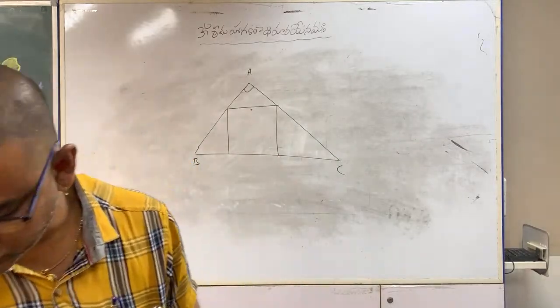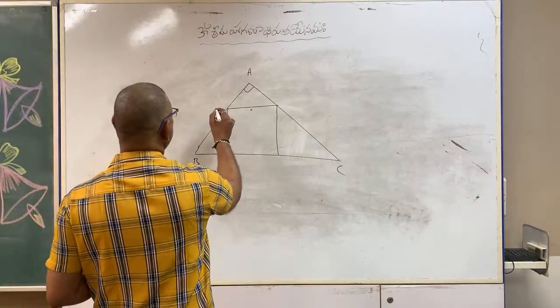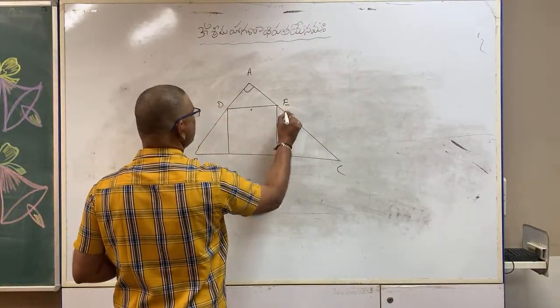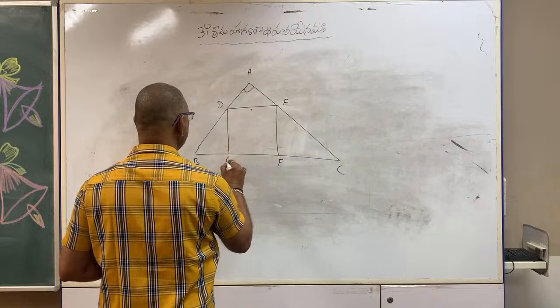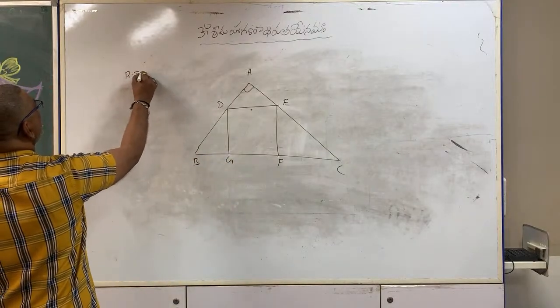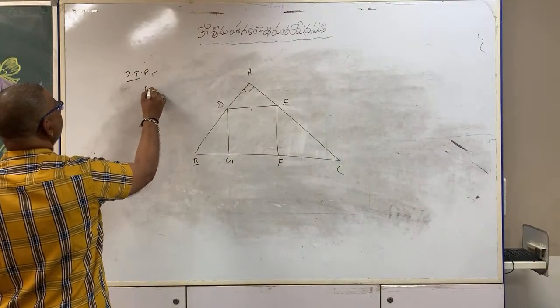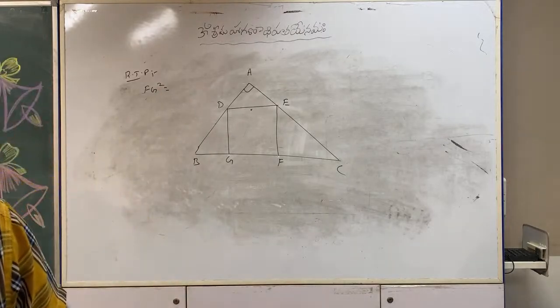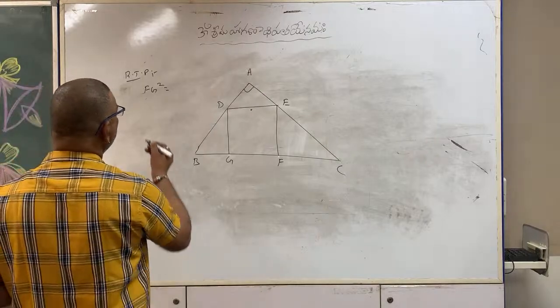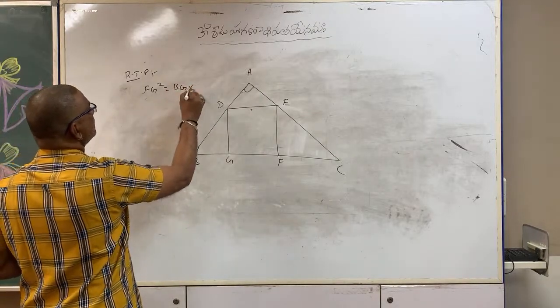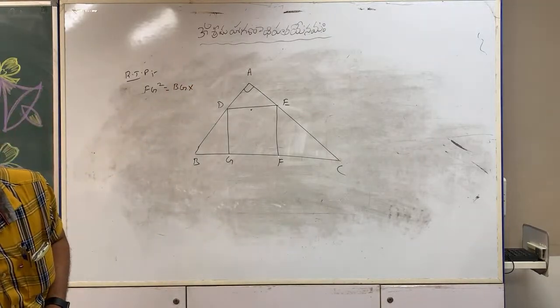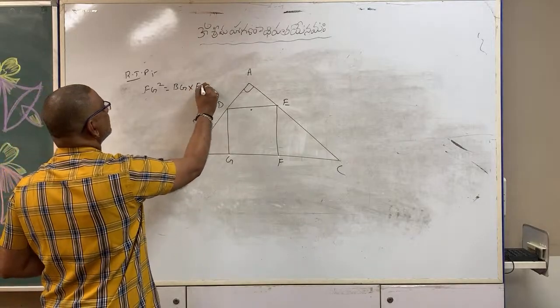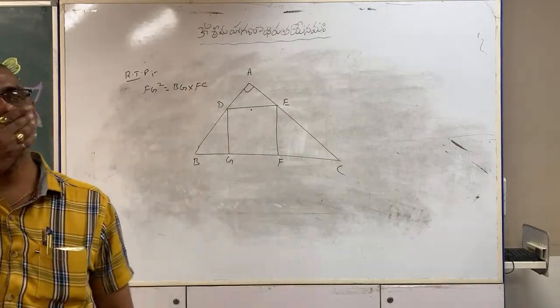In the middle there is a square DEFG. And what we have to prove? FG square is equal to BG into FC.